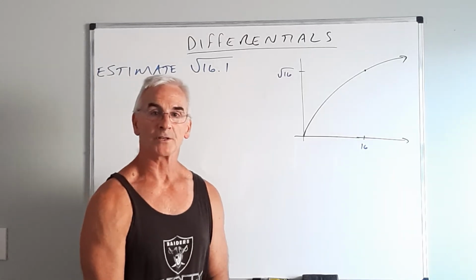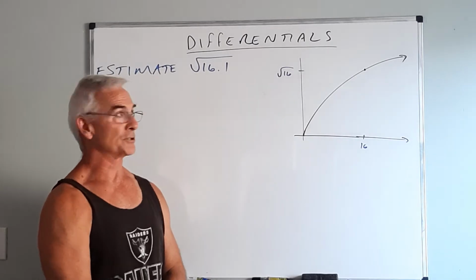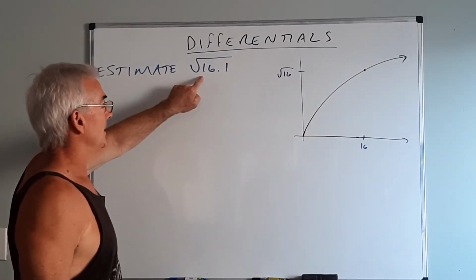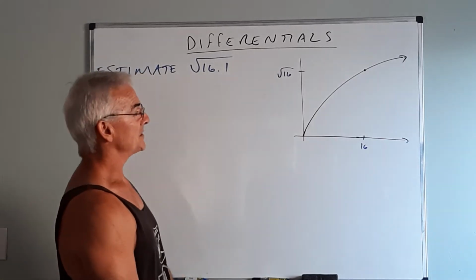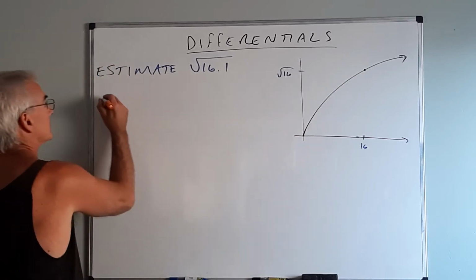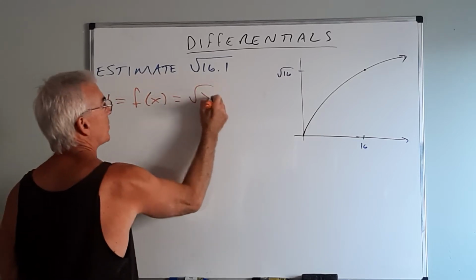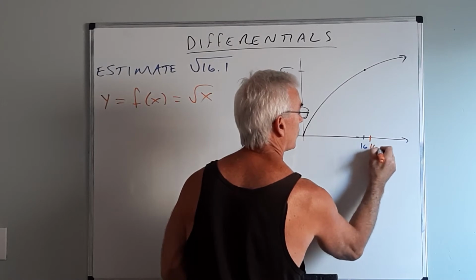In Calculus 1, you learned how to do something called a tangent line estimation, or differentials. So imagine I want to estimate the square root of 16.1, and I don't have a calculator, or I go back in time when there were no calculators. The easiest way to envision this is to think of the graph y equals f of x equals the square root function, and I want to go out to the point 16.1.